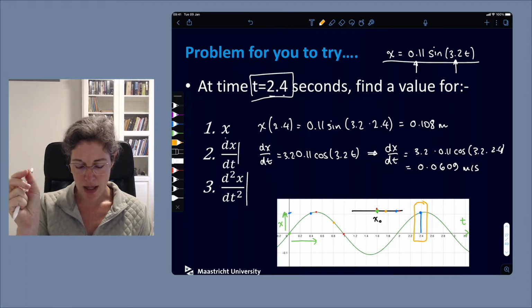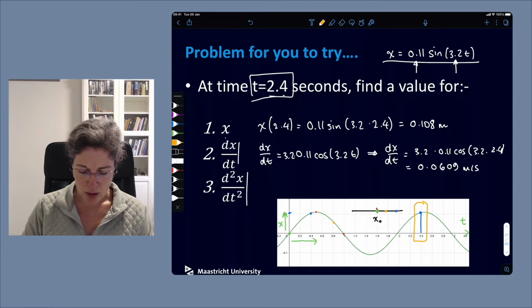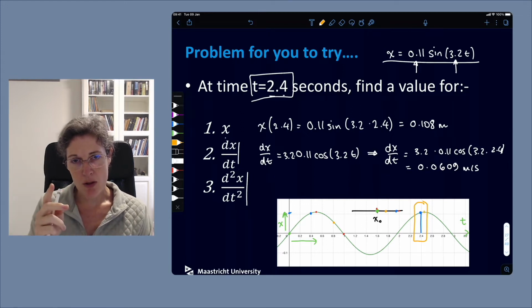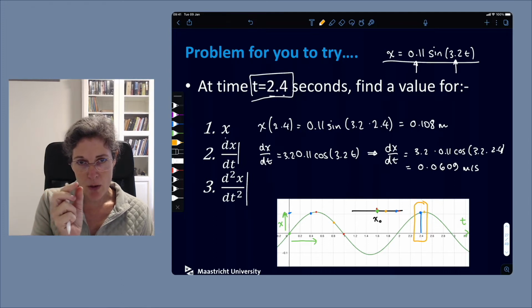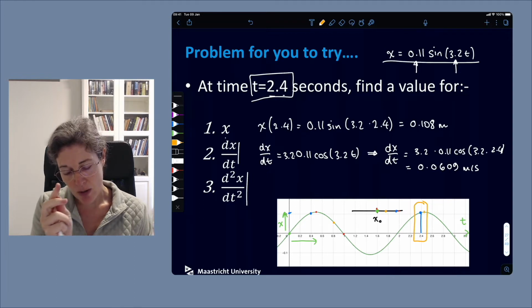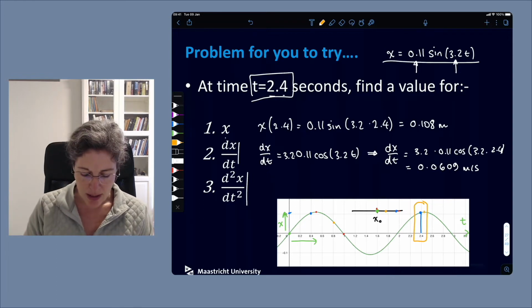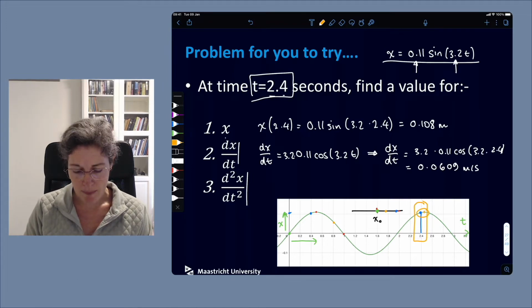Heading this way, and it's almost got to its furthest point. And if you think about what happens when something's on a spring, it moves quickly when it's close to equilibrium, but it moves slower the further away it gets, until eventually it stops and then it changes direction. So we would expect, as it's getting almost as far away as it can, that it would be going very slowly. And that is, in fact, the case that we see here. We've got a very slow velocity.